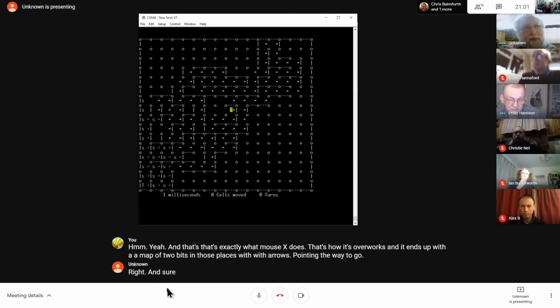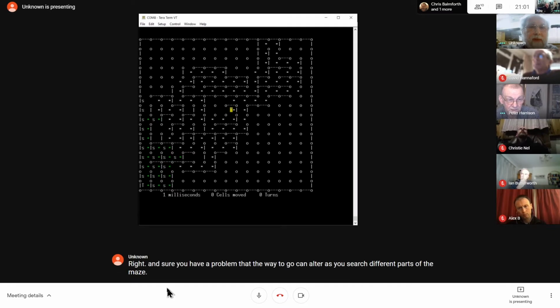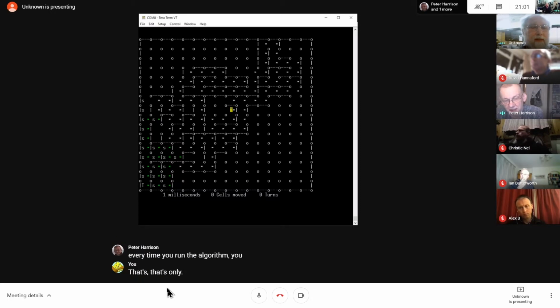Surely you'd have a problem that the way to go can alter as you search different parts of the maze? Yes, it can, and then you change it. Every time you run this algorithm, you only examine each cell once, and so you only ever get to change the arrows once. It works out.